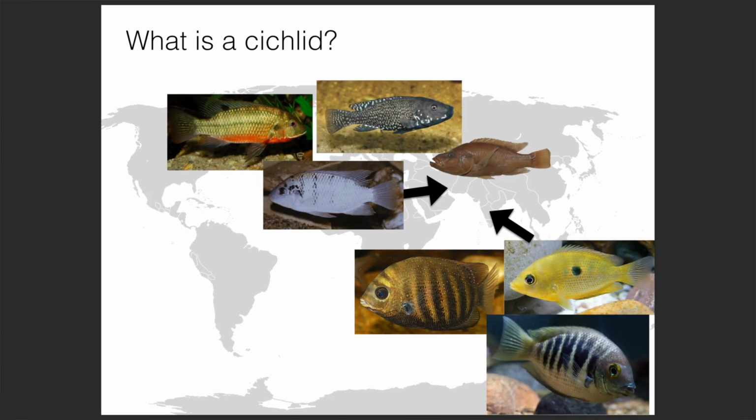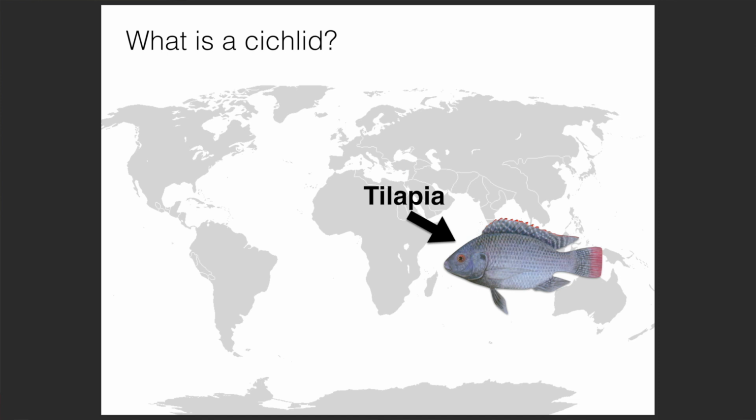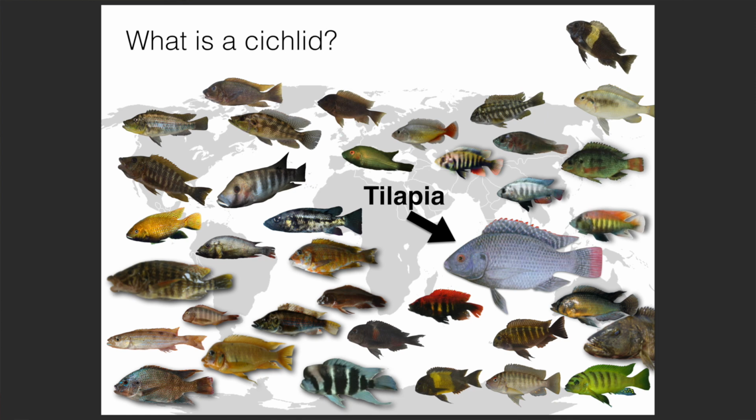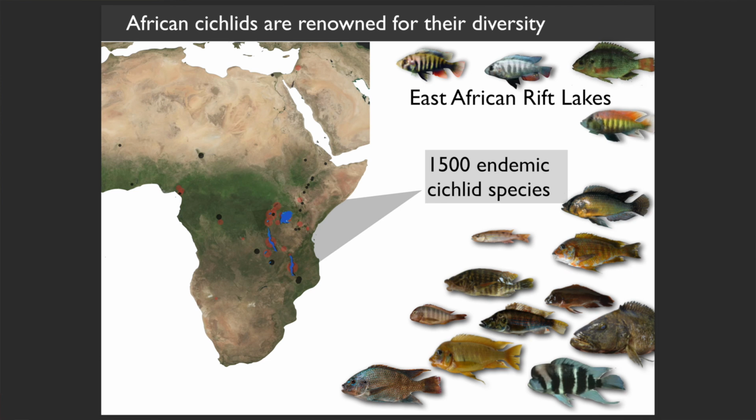And even if you don't think that you are familiar with cichlids, you may actually be familiar with them on your plate because tilapia is an African cichlid. And tilapia is one of the most commonly farmed fish in the world. So tilapia is one of many thousands of cichlids that live in Africa. They're exceptionally diverse. And within the East African Rift Lakes alone, there are more than 1,500 endemic species of cichlid fishes.